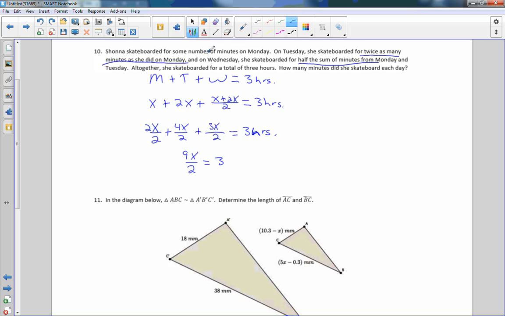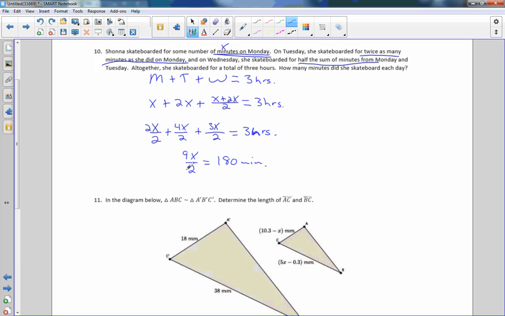And let's see, minutes, total number of minutes. So this is in minutes, and this is in hours, so that needs to be converted. And there are 60 minutes in an hour, so there are 60 times 3 minutes in 3 hours, which is 180 minutes. Okay, because x is for some number of minutes, x.